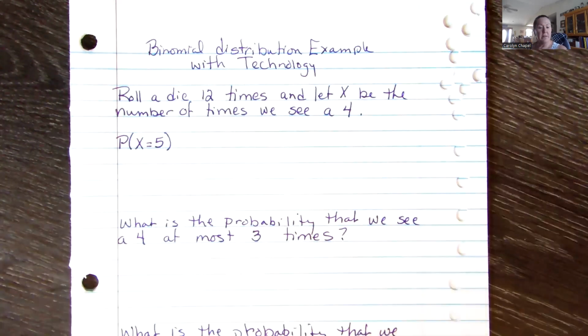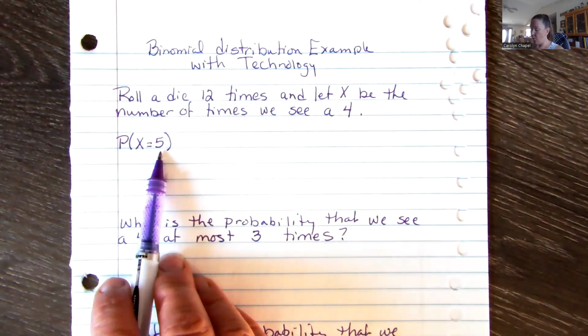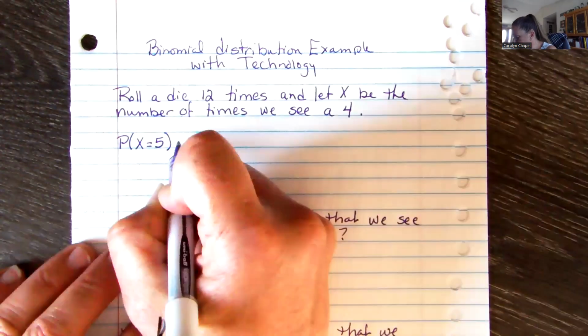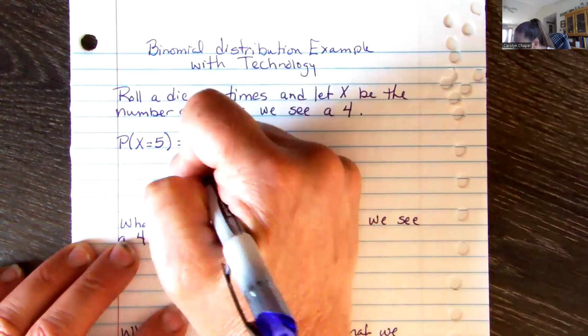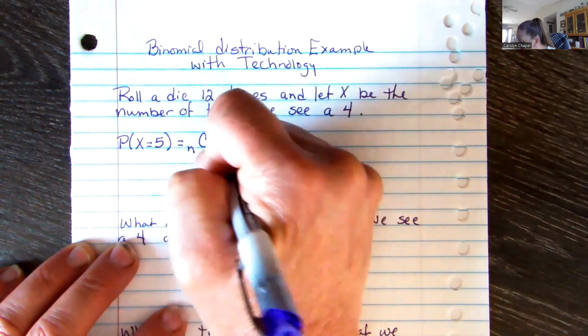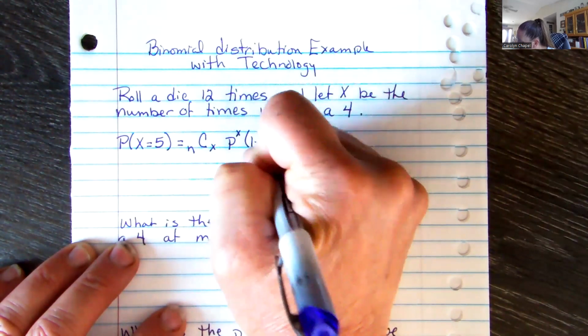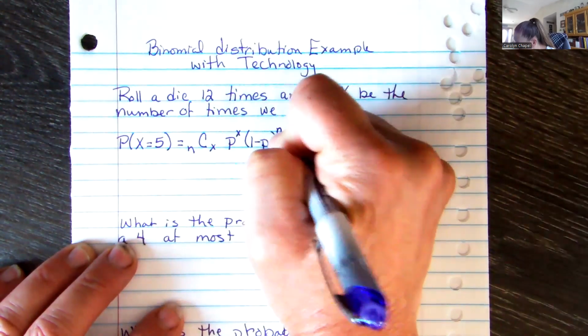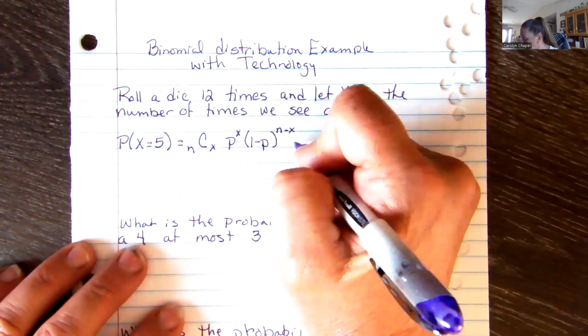For this first one, I want to calculate what is the probability that X is equal to 5. In other words, out of these 12 rolls, we saw 5 4s. I'm going to remind us of what that formula looks like, although we're not going to use it. We're going to be using technology. But I just want to remind you what it is, so you can have it in your notes or refresh your memory. All of the things you would have had to do if we didn't have technology.